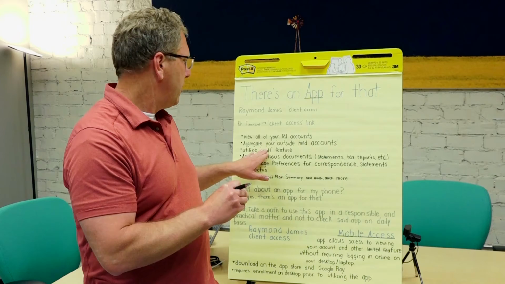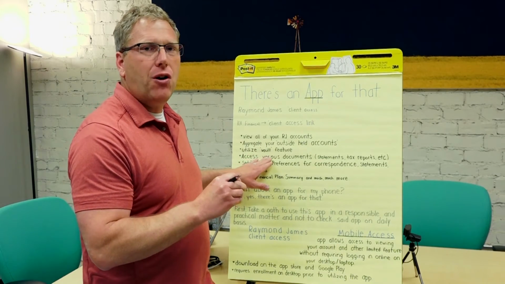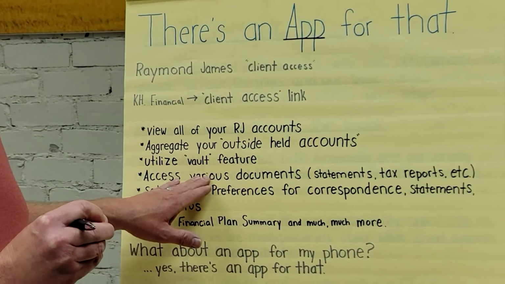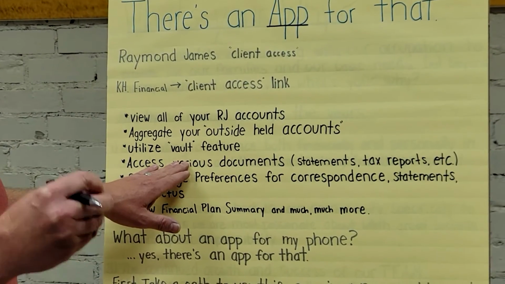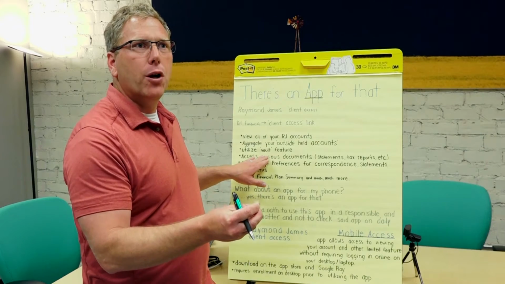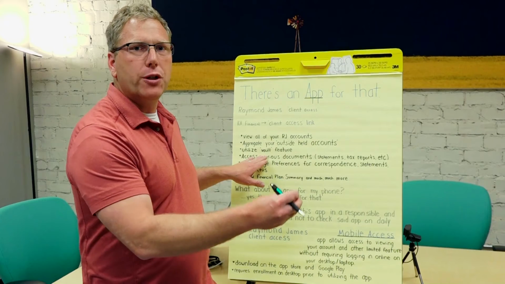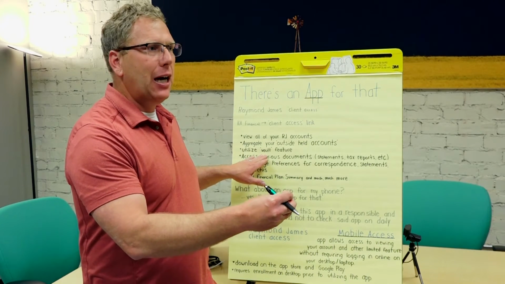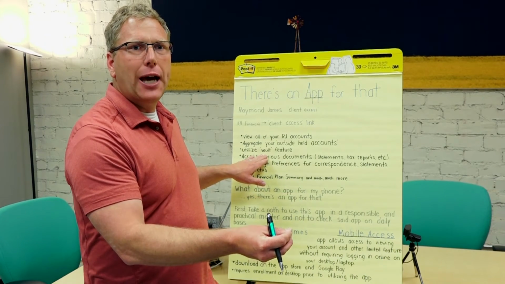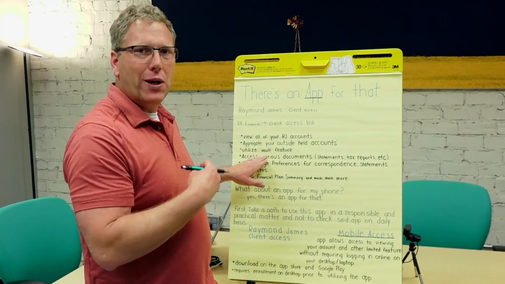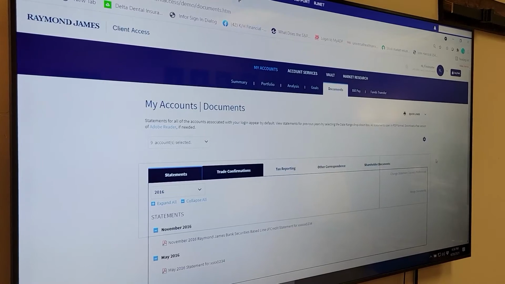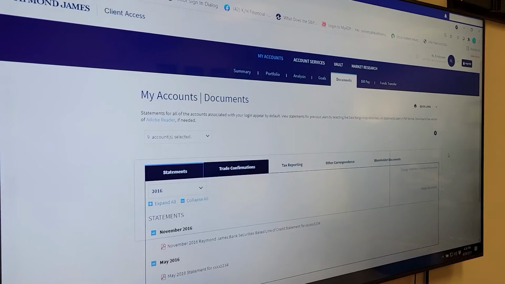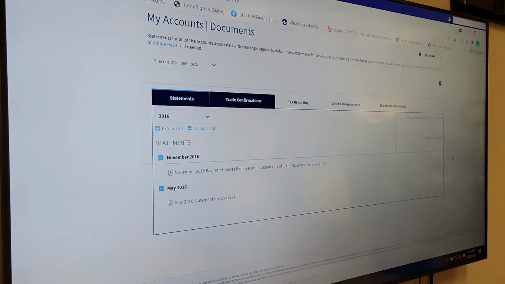You can utilize the Vault feature. The Vault will allow you to store sensitive documents, again, encrypted safely, where maybe you want to upload your will or your trust or some other insurance information, and you can view it and we can view it. Again, a useful tool to have something backed up somewhere on an important document.